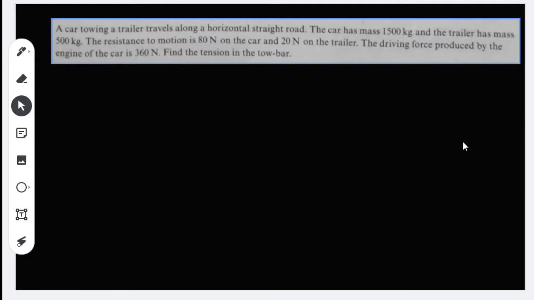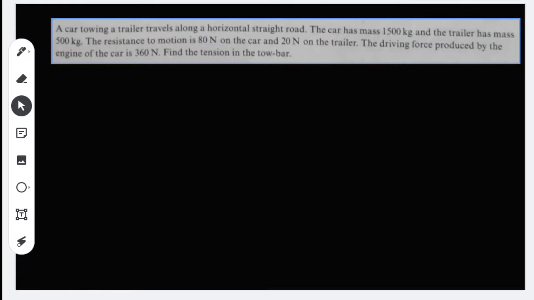A car towing a trailer travels along a horizontal straight road. The car has mass 1,500 kilograms and the trailer has mass 500 kilograms. The resistance to motion is 80 newton on the car and 20 newton on the trailer. The driving force produced by the engine of the car is 360 newton. We are asked to find the tension in the tow bar.